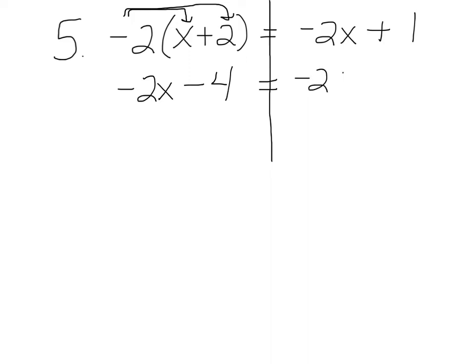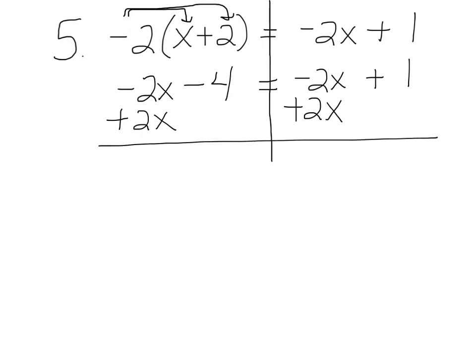Equals -2x plus 1. I still have an equation with variables on both sides, so let's try to get all the variables on one side first. I kind of like the variables on the left-hand side, so that's what I'm going to do. I'm going to add 2x to both sides. I'm going to try to move the variable to the left-hand side.